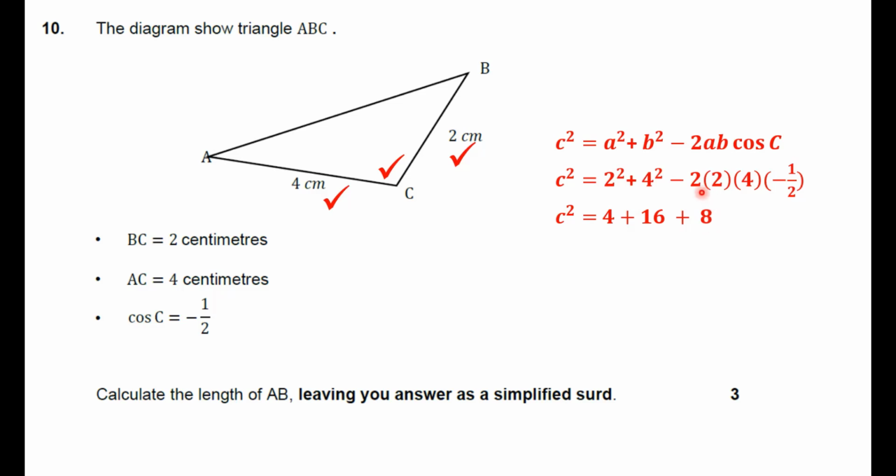Where does 8 come from? It's just 2 times 2 is 4, times 4 is 16, and half of that is 8. We can work that out. We get c squared equals 28, so c is root 28.